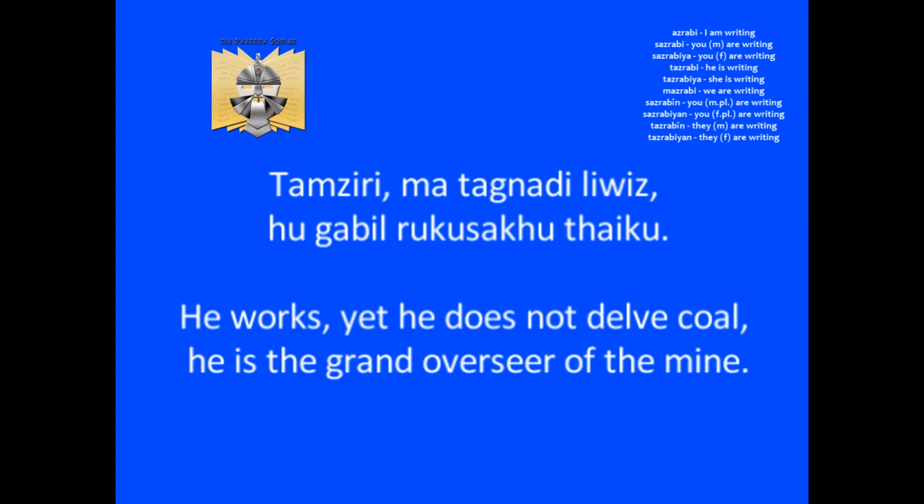Tamziri ma tanagi liwis hu gabil rukustaku taiku. Now, this line contains two conjugated imperfect verbs. There is tamziri, which we saw earlier, meaning he works, and there is tagnadi, which is translated as he delves coal. The placing of a separate ma in front of tagnadi means it turns into a negation, hence it becoming he does not delve coal.